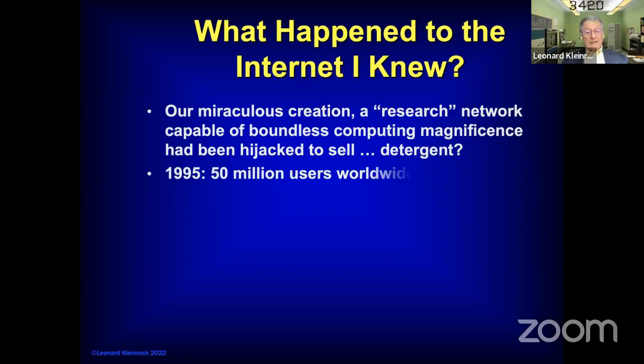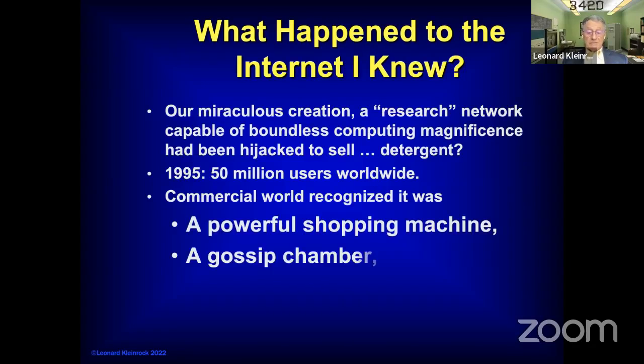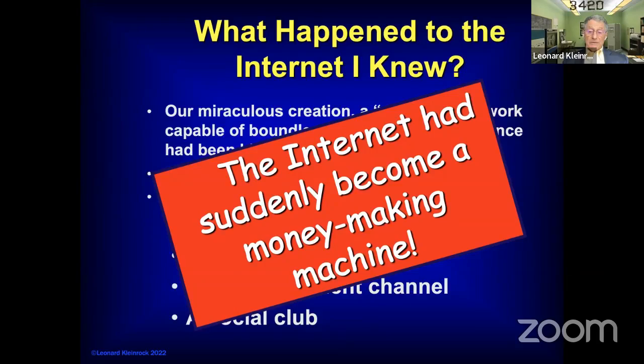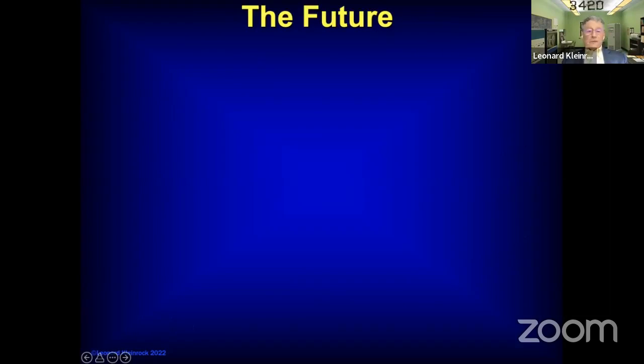Indeed, in 1995, there were 50 million users worldwide. They were consumers. The commercial world recognized that. They said it's a powerful shopping machine. It's a gossip chamber. It's an entertainment channel. It's a social club. And so what happened is the internet took a left turn and suddenly became a money-making machine and introduced what we now call the dark side of the network, all the annoyance that you see, all of the denial of service, all of the spam, all of the advertising, all of the terrible things we see on the network. So what does the future hold for us?